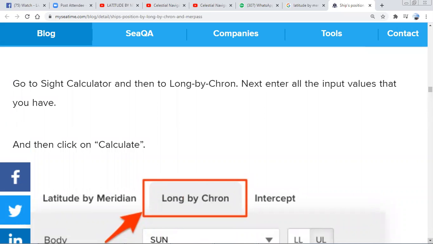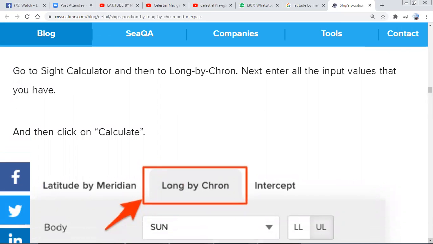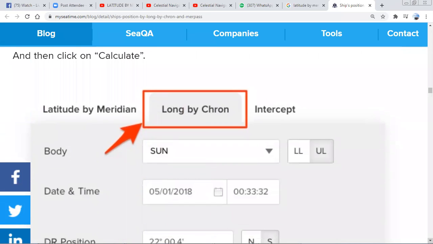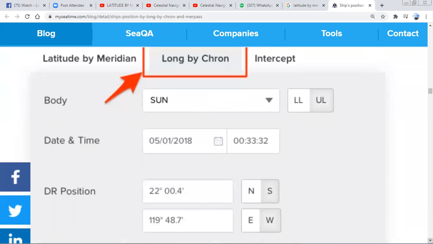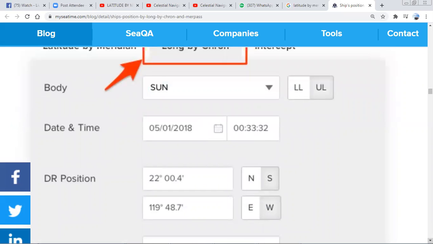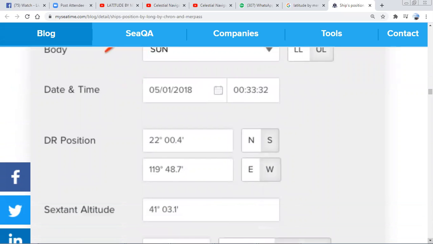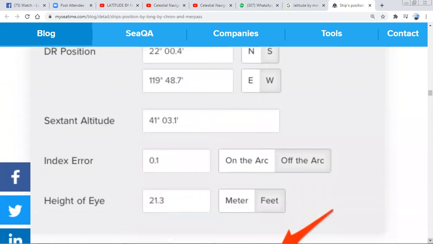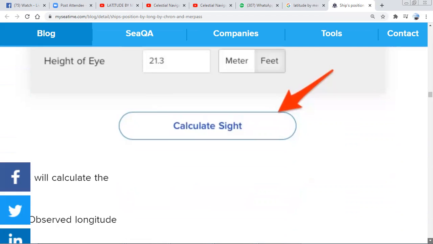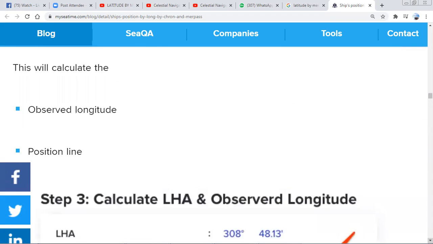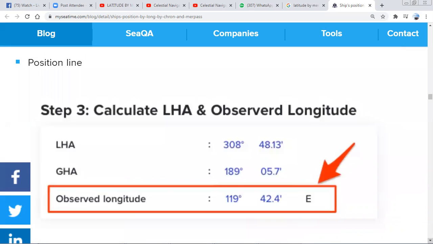We have a calculator here, or you can do it normally also. We put in all the inputs. We use long by chron of the sun, and the date and time we have to put in GMT. We put the DR position and the sextant altitude, index error on the arc or off the arc, height of eye, and then we will get the observed longitude.